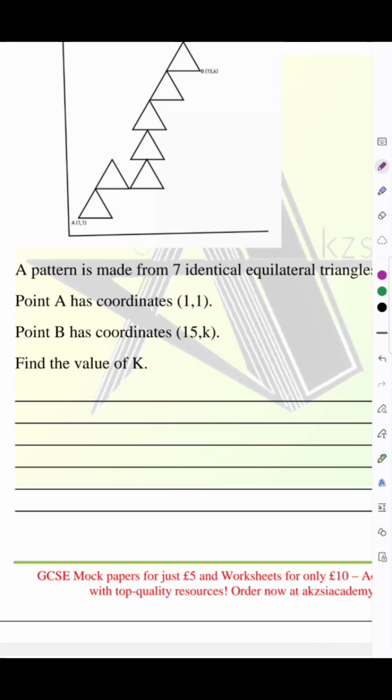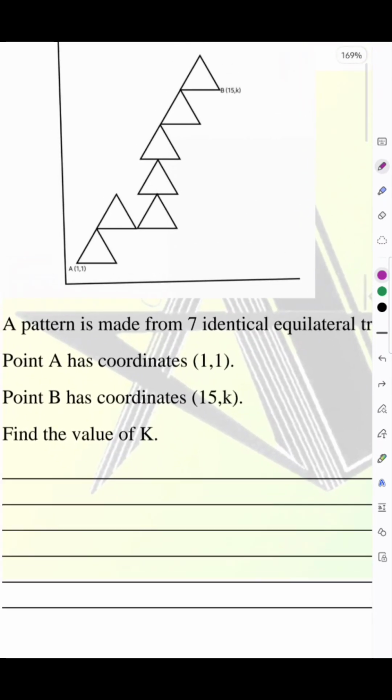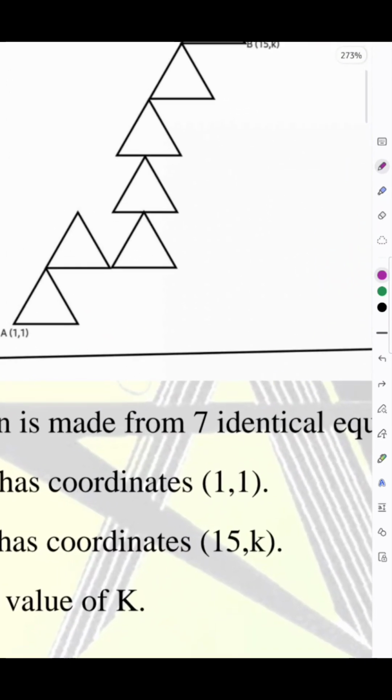The first question says a pattern is made from 7 identical equilateral triangles. Point A has coordinate (1, 1) and point B has coordinate (15, k). Find the value of k. So what's given? We are given the x coordinates. That means we have to move only in the x direction so that I can understand the value of each side of this equilateral triangle.